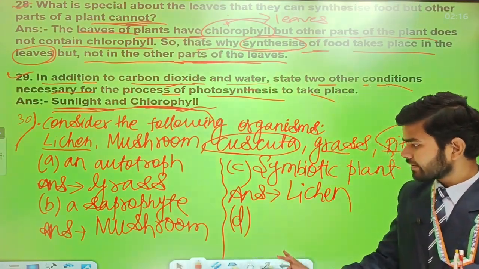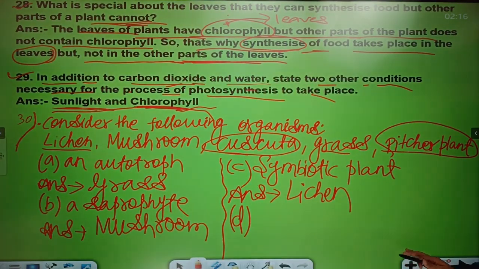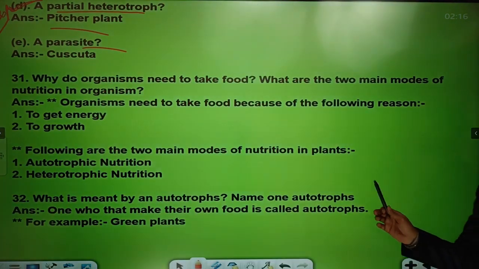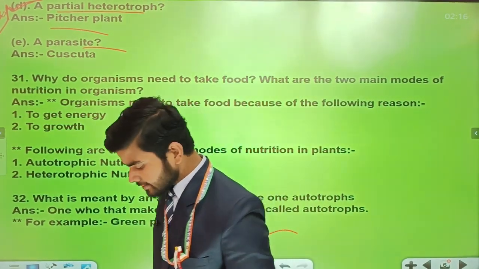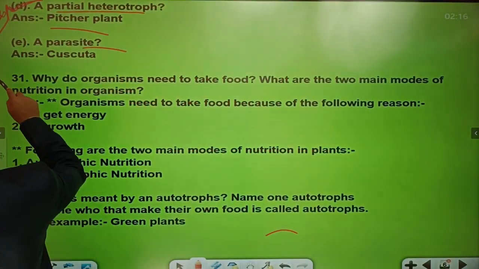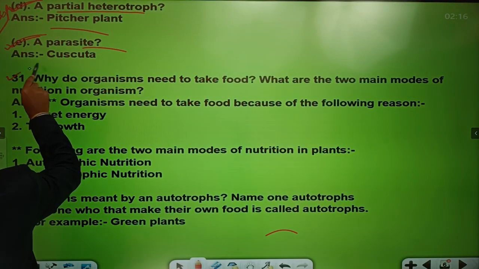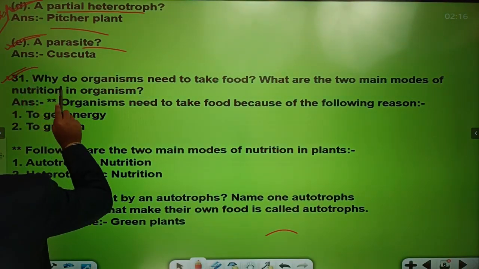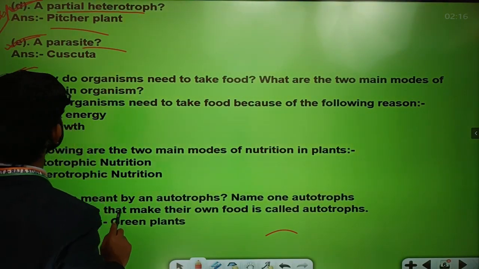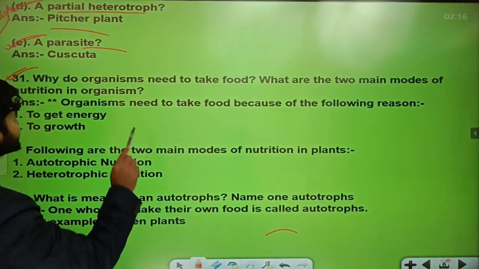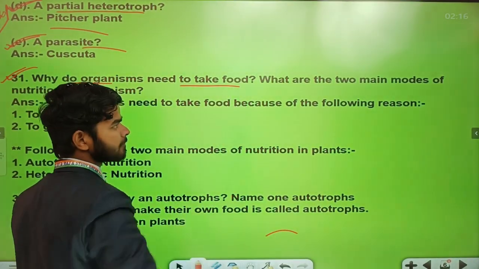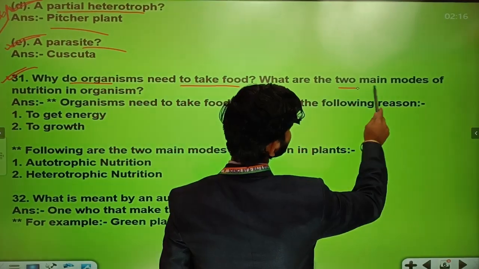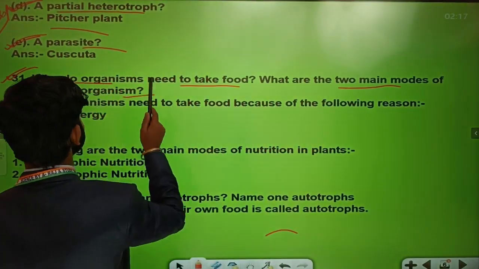So if you want, you can write down up to this particular line, and now it's time to write down up to the next line. I am saying that this question is also completed. Question number 31. What are you thinking about this question? Question number 31 is asking: why do organisms need to take food? What are the two main modes of nutrition in organisms?